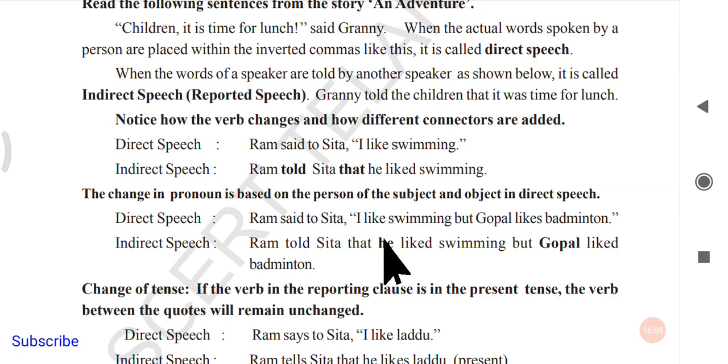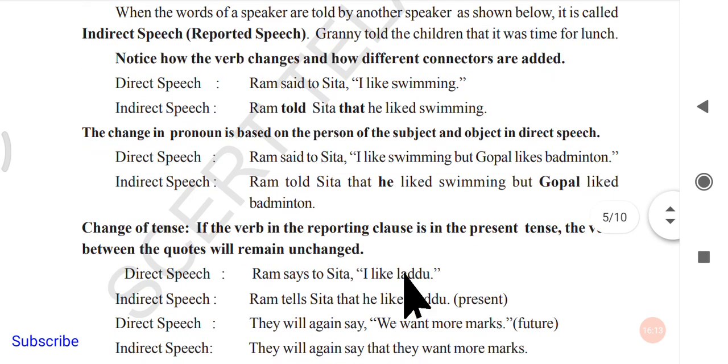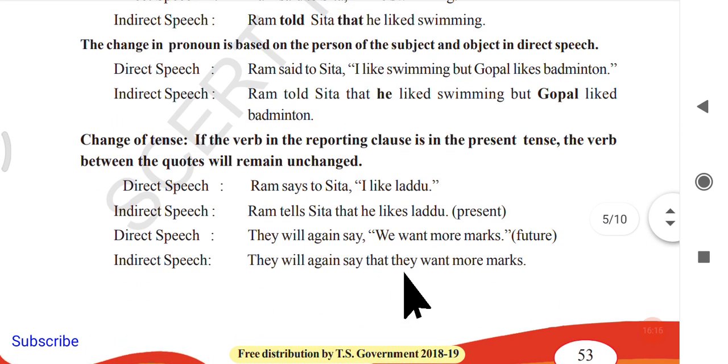Okay, so "I" in the sense here is Ram. So he liked swimming, but Gopal liked badminton. Okay, Gopal liked badminton. Next, so here it is a change of pronoun. Next we have change of tense. Tense in the sense present, past, future tense, those are there. So how do we change those tenses in direct and indirect speech?